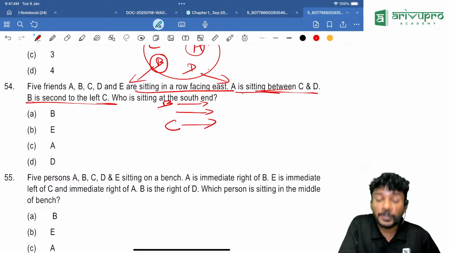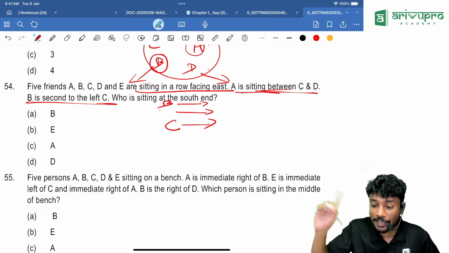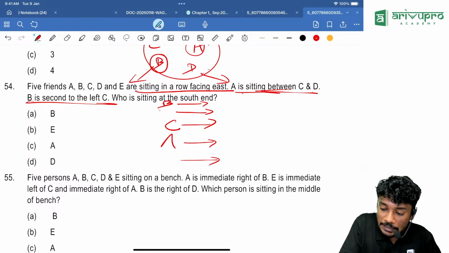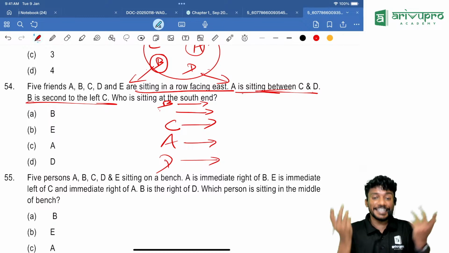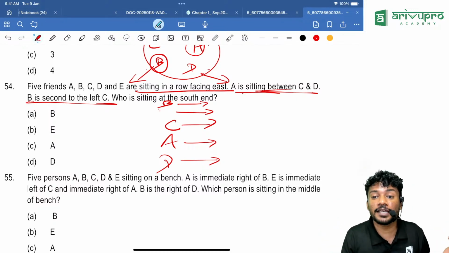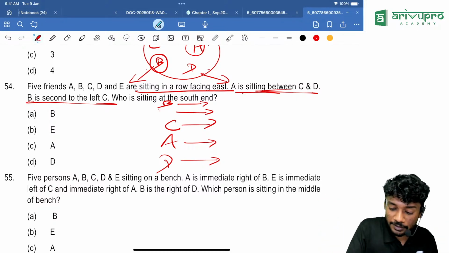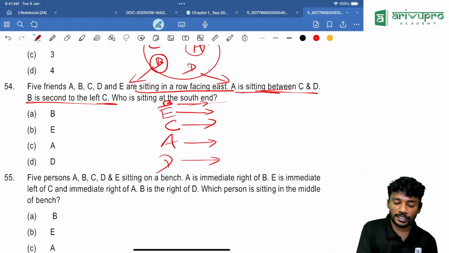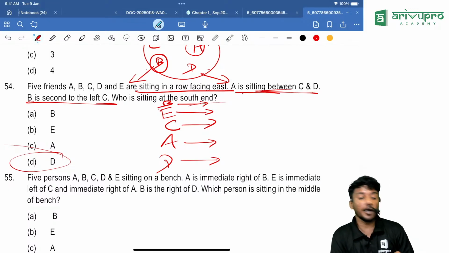Can A be next to B? No. A cannot be next to B, so A should sit here. Then A is sitting between C and D. Sorry, D. Can D be next to C? B. That is the thing. Who is remaining now? E is remaining. What is the question? Who is sitting at the south end? D is sitting at the south end.